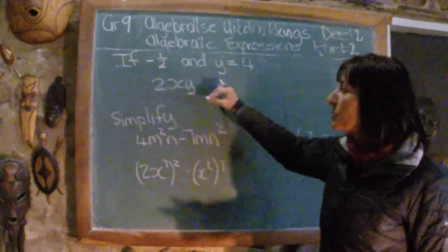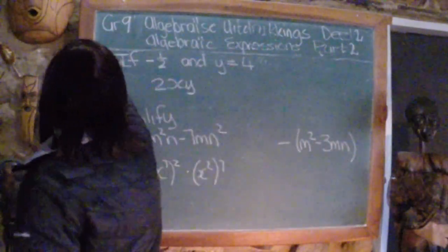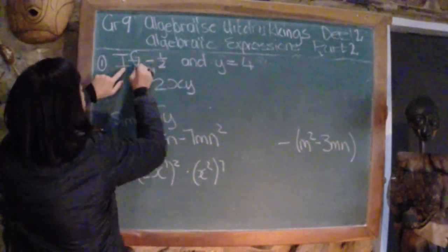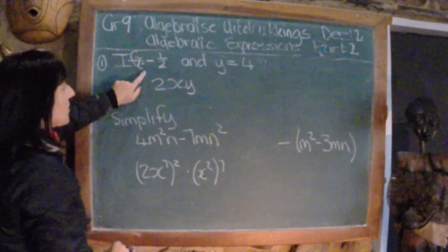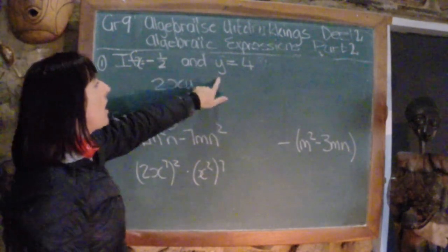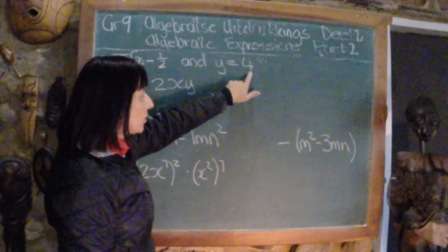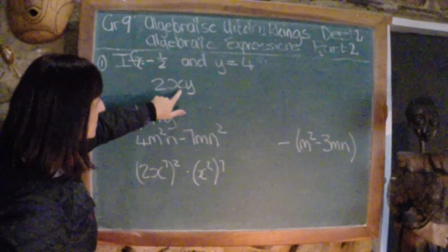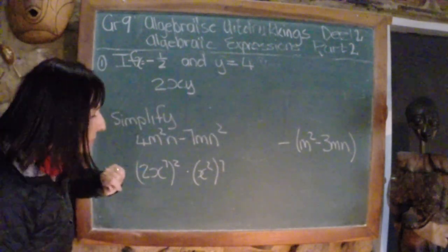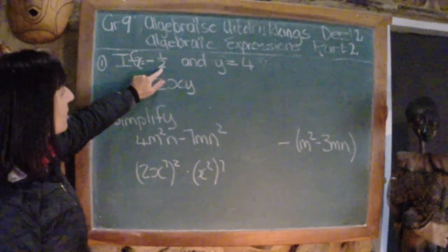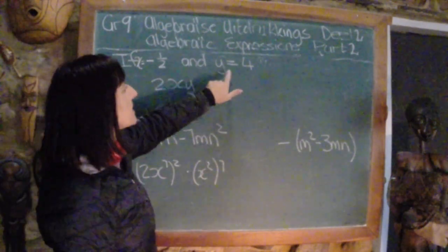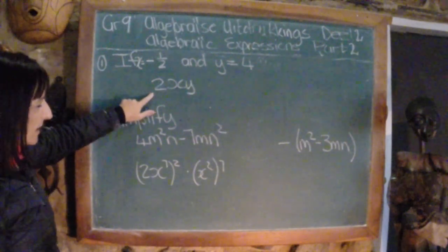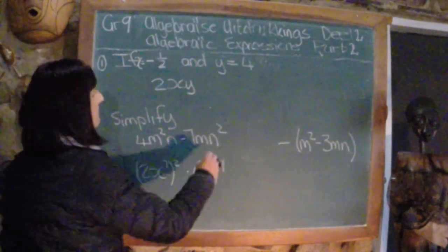Number 1 is substitution. Meaning, if I tell you that x equals minus a half and y equals 4, and I ask you to calculate 2 times x times y, what will you do?